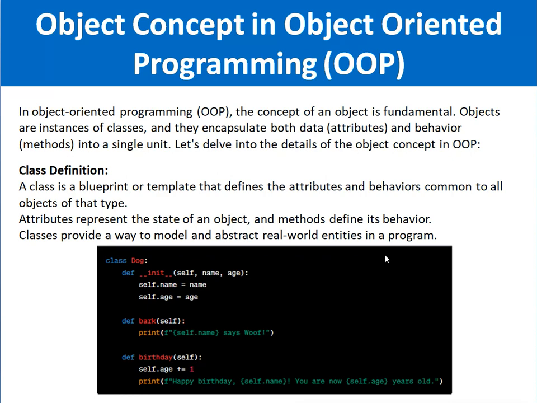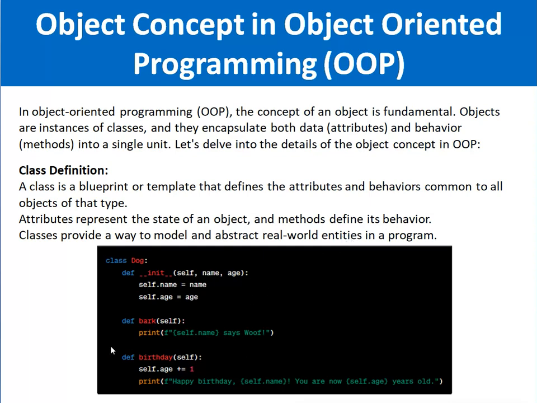First of all, we have to understand the class. Friend, as we have discussed, a class is basically a combination of attributes and behaviors. Attributes are the properties like color, make, model, for example. Behavior means the methods and functions of a class. The attribute represents the state of an object and the method defines its behavior. A class provides a way to model and abstract real world entities in a program.